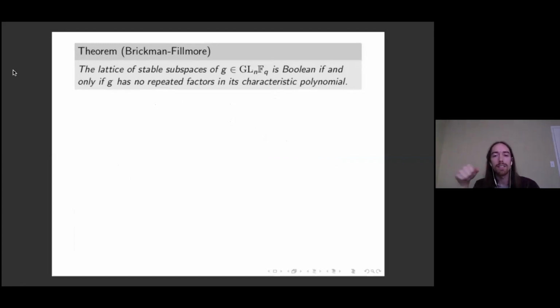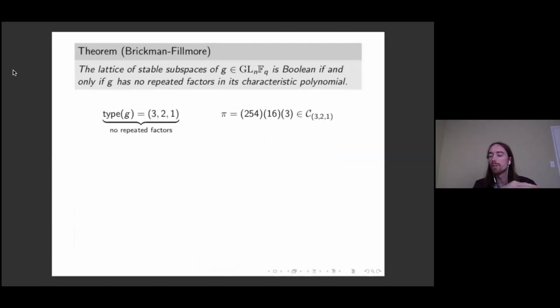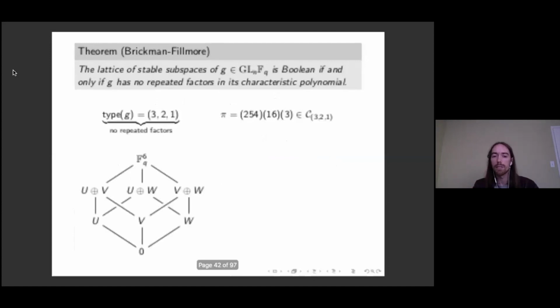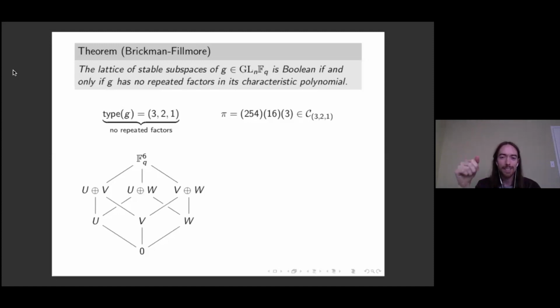If you look at the lattice of stable subspaces of a matrix in GL_n(F_q), then you get that it's a Boolean lattice if and only if there are no repeated factors in its characteristic polynomial. So let's look at, for instance, the matrix we just had, its cycle type was 3, 2, 1. There are no repeated factors in the characteristic polynomial. And if we write down the lattice of stable subspaces, then those same subspaces, U, V, and W, are the atoms in this Boolean lattice. I guess that should be F_3^6 in that example. Here q equals 3, but no worries.